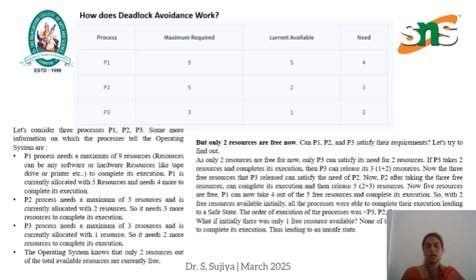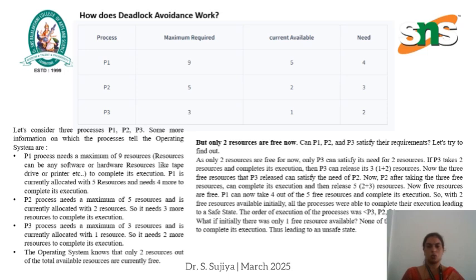So in such a case, 2 resources are free from now. Only P3 can satisfy its needs with 2 resources. If P3 takes 2 resources and completes its execution, then P3 can release 3. So totally we will have 2 plus 3 resources. Now P2 can complete its execution and release 5. So now 5 resources are free, and P1 can take 4 out of the 5 free resources and complete its execution.